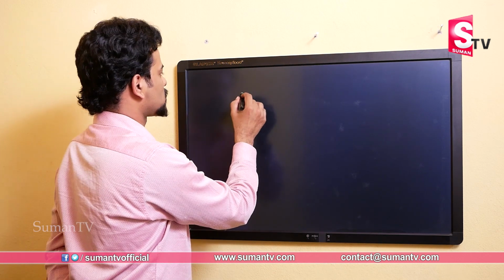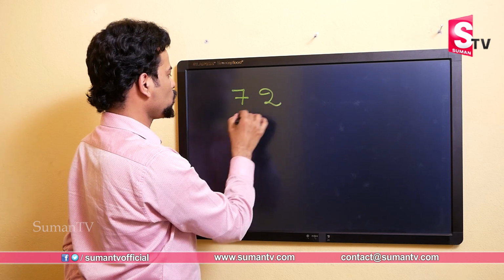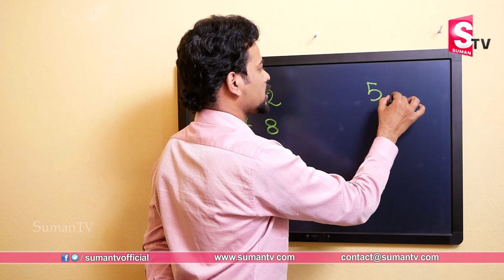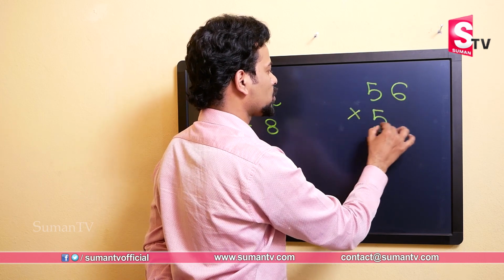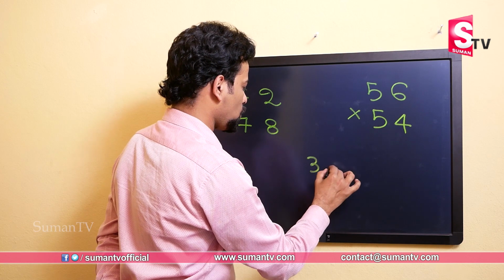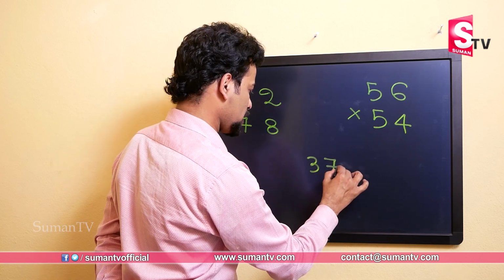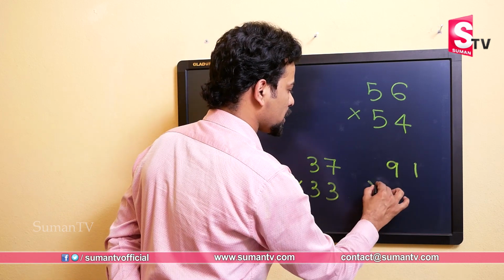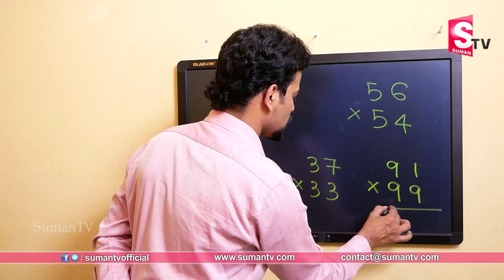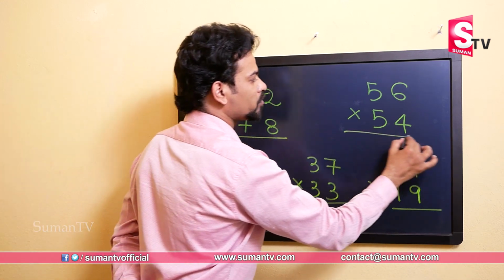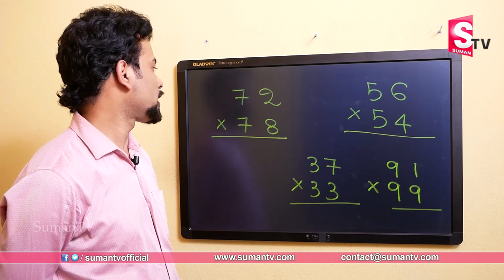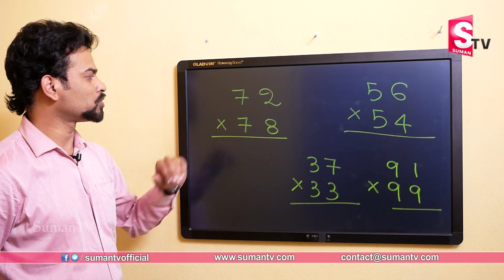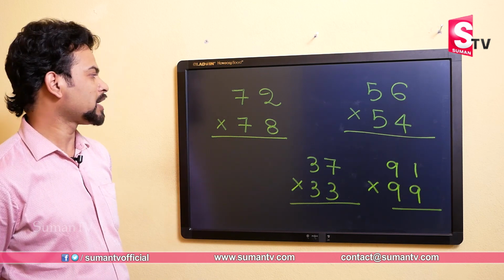Let's take some examples. Suppose it is 72 multiplied by 78, 56 multiplied by 54, 37 multiplied by 33, 91 multiplied by 99. Okay, so this is a special kind of numbers where we are doing multiplication. If you see carefully, we will find some similarities in these questions. What are those similarities? Let me explain.